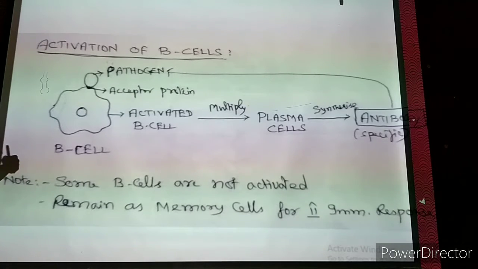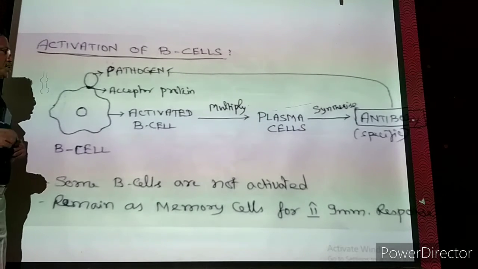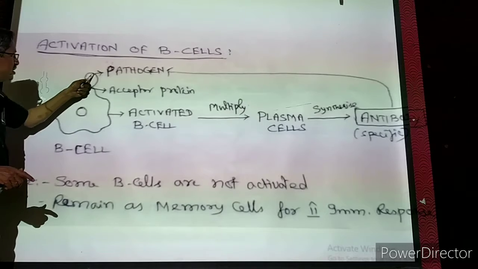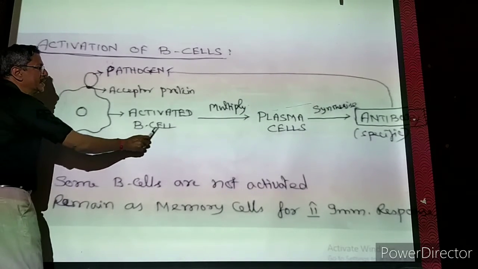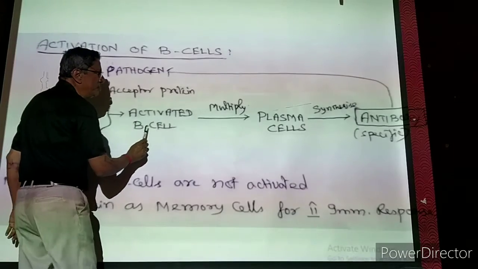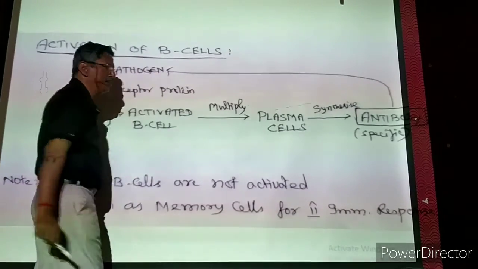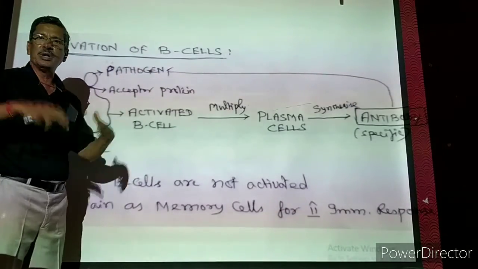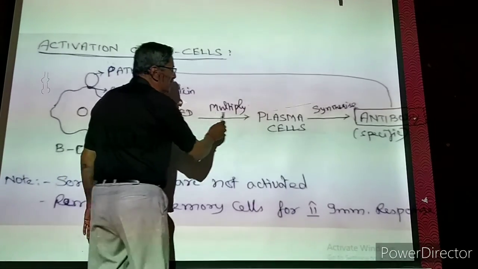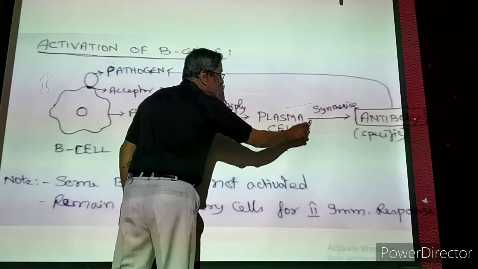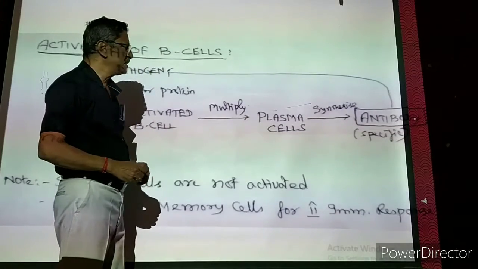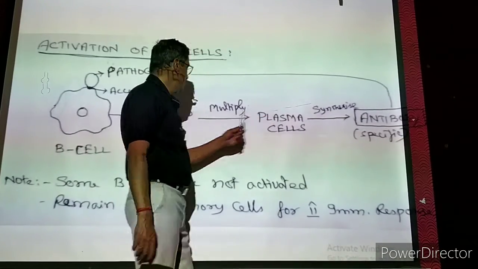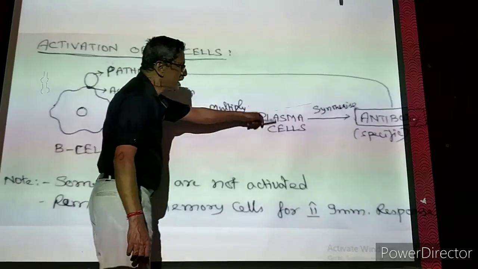So far the B cell is common, normal, inactive, not doing any work. But once the microorganism sticks to the acceptor protein, the B cell is activated. Then the B cell keeps on multiplying again and again. An enormous number of cells are produced. The resulting cells are called plasma cells. So B cells are changed into plasma cells.